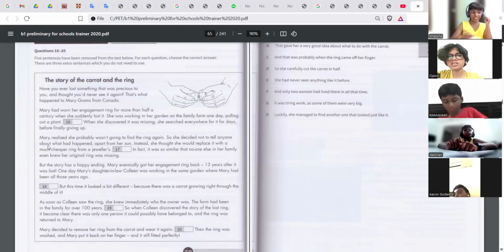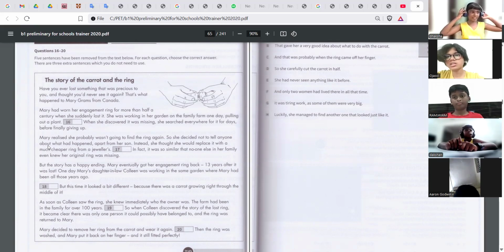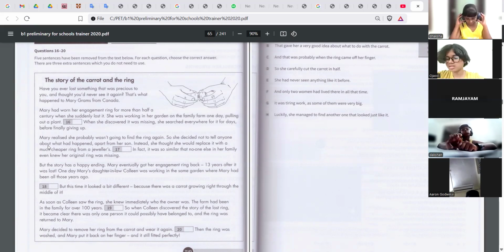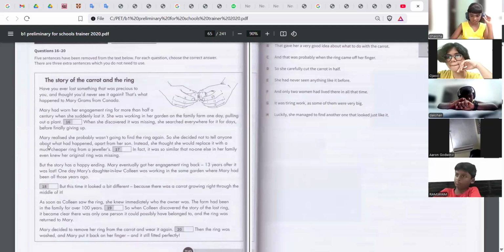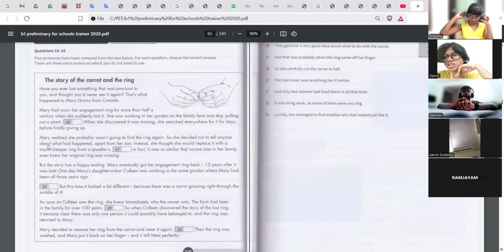Mary realized she probably wasn't going to find the ring again. So she decided not to tell anyone about what had happened apart from her son. Instead, she thought she would replace it with a much cheaper ring from a jeweler's. Okay. So what is your 17? Read it out. Luckily, she managed to find another one that looked just like it.